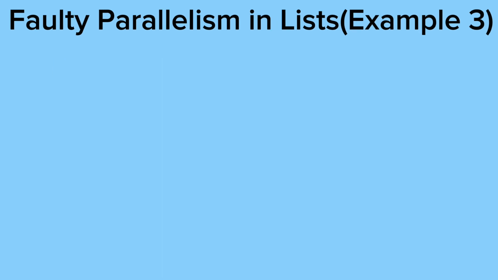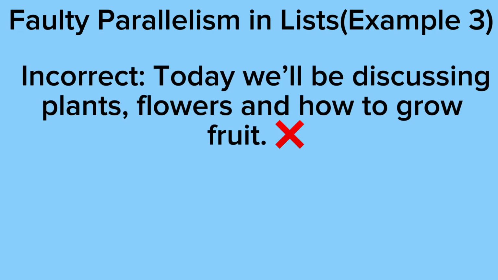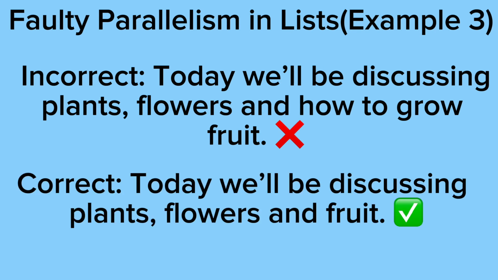For our last example of faulty parallelism in lists, the incorrect way of writing the sentence would be, today we'll be discussing plants, flowers, and how to grow fruit. How to grow fruit is the outlier in this sentence. So the correct way of saying this would be, today we'll be discussing plants, flowers, and fruit.